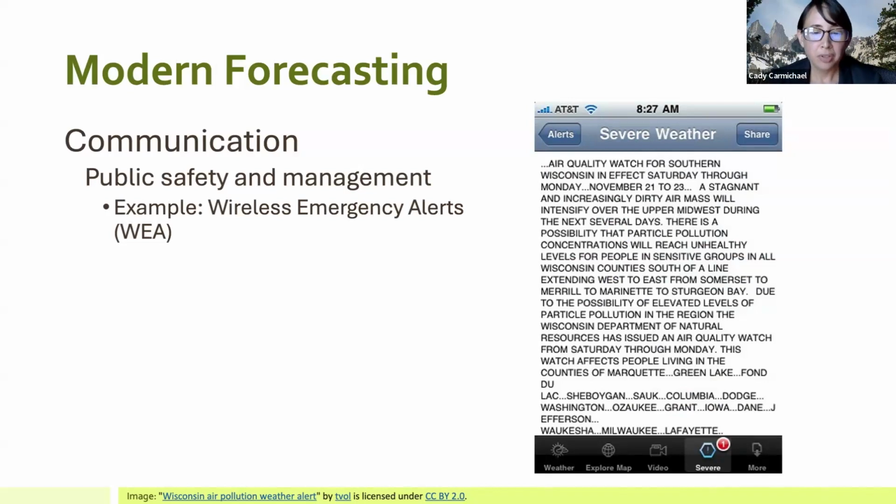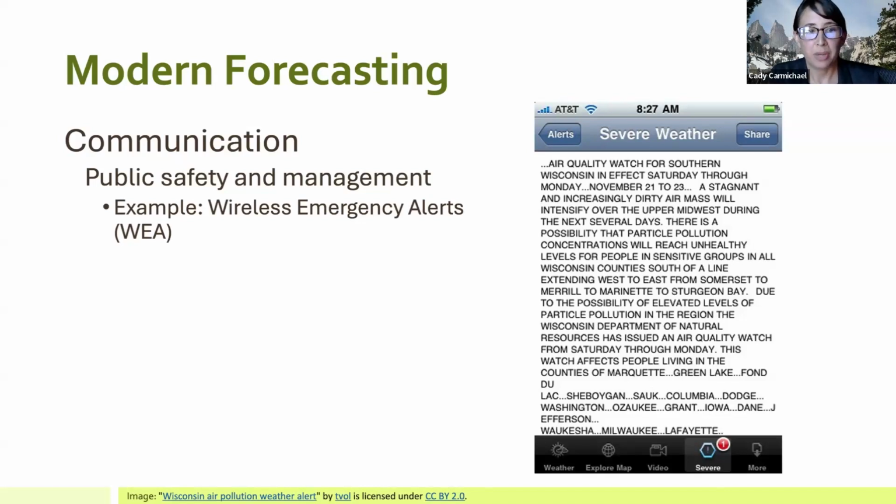So once you have all this information, the key element is communicating this information to the public, right? Because you can have the most wonderful forecasts and the most wonderful predictions, but if they aren't getting out there to whoever needs them, then it's worthless, right? So communication is such a key aspect of weather forecasting. And communication in particular with public safety and management, with local governments, being able to communicate severe weather, like what you're seeing in that picture over there on the right, that screenshot.